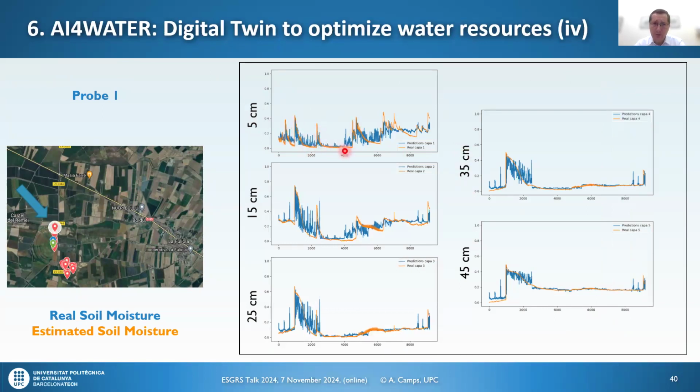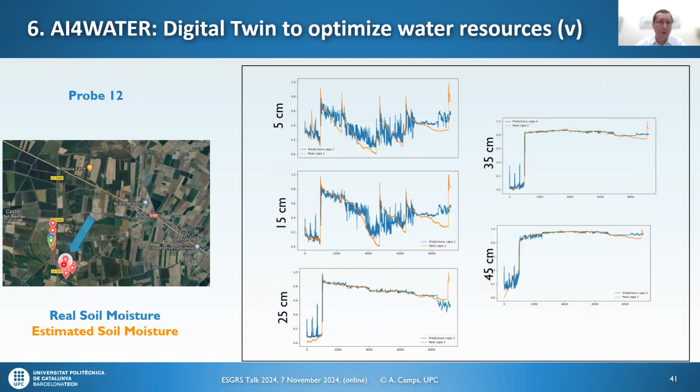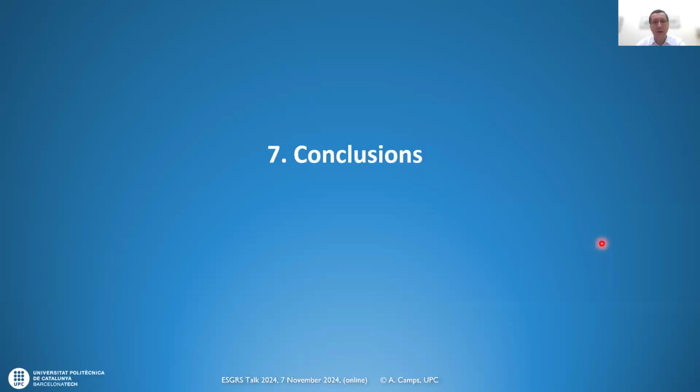So a few examples of the estimation in orange color. Blue is the real data as measured by the probes. So this is probe 1 in this field, at different depths from 5 to 45 centimeters. Same thing for another of the probes, with very different behavior, even though the two fields are very close. The structure of the terrain is totally different. You see here, for example, it gets almost saturated all the time.